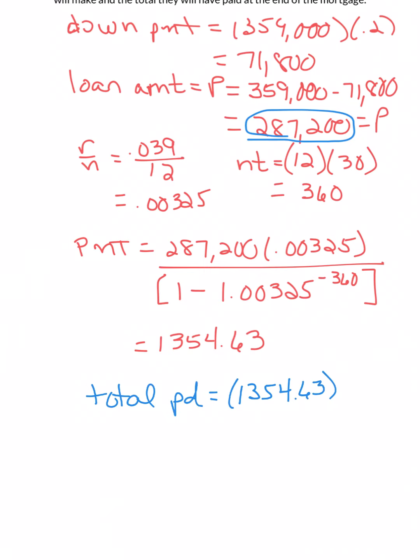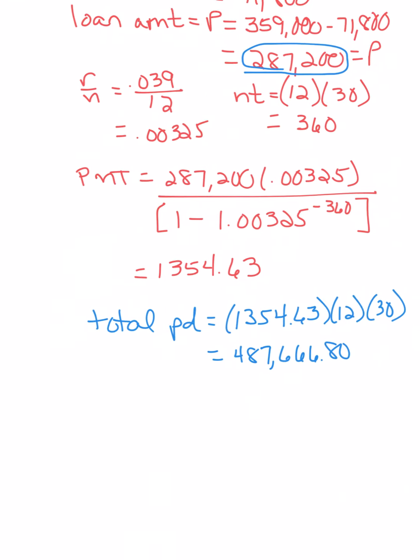They were sending $1,354.63, 12 times a year for 30 years. If you multiply that out, you get $487,666.80. So if you stay in this house and make those monthly payments for all 30 years, you will send that bank $487,666.80. That's the total that you pay back.